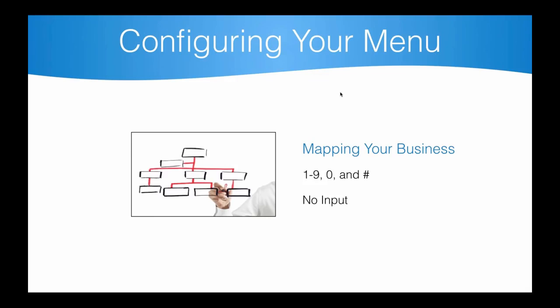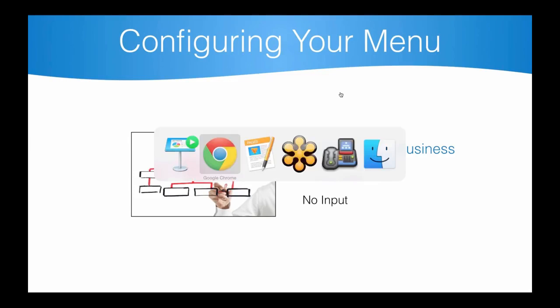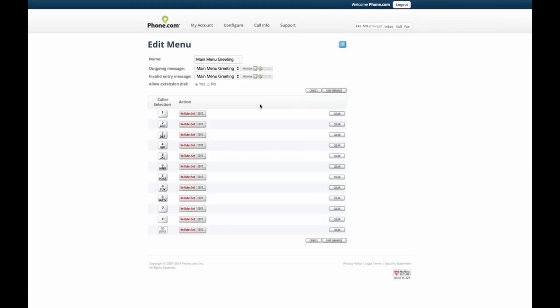So mapping your business, you have the options of 1 to 9, 0, and pound in addition to no input. You can do very flexible routing with all the options, so it's entirely up to you how you want to configure it. But we will follow our business scenario. So I believe option number 1 was directing to sales. So what we'll do is we'll select edit for option number 1.